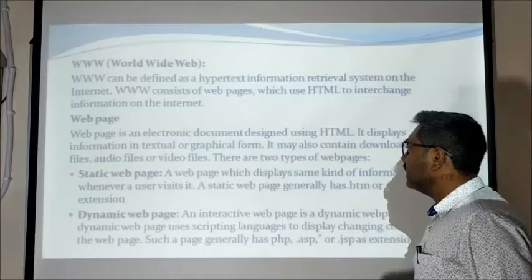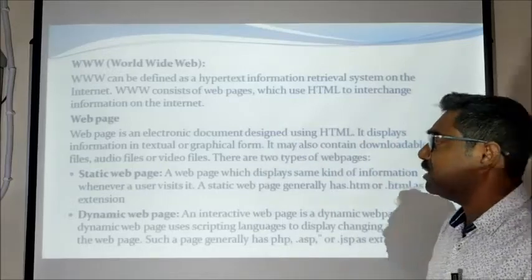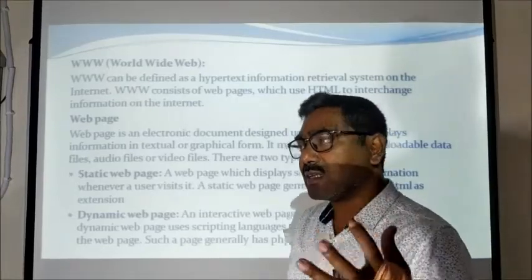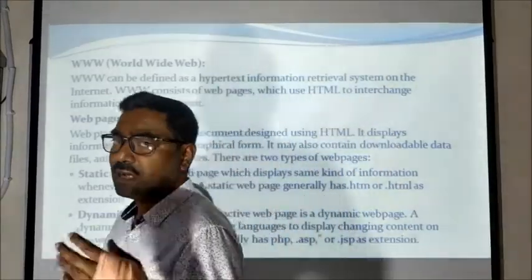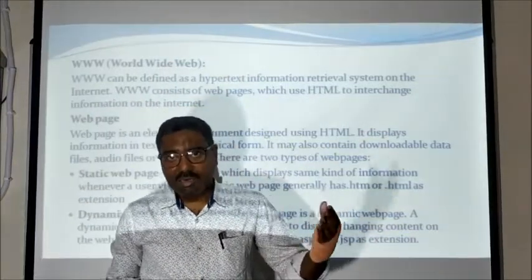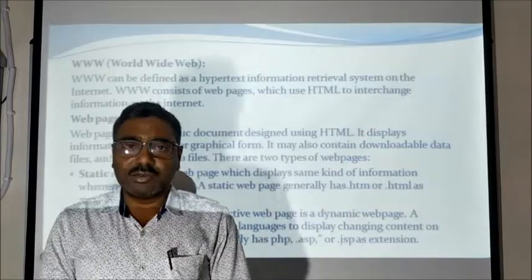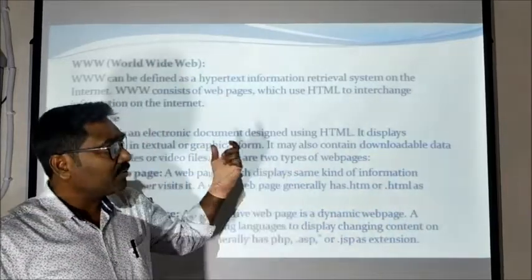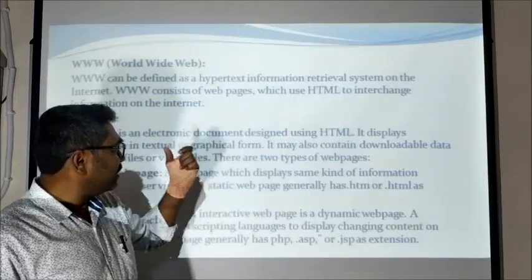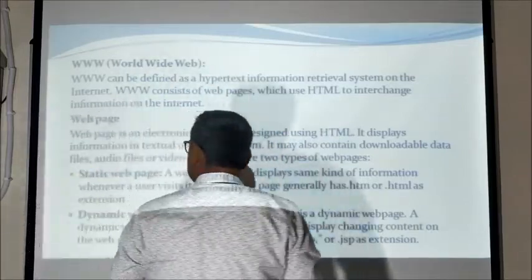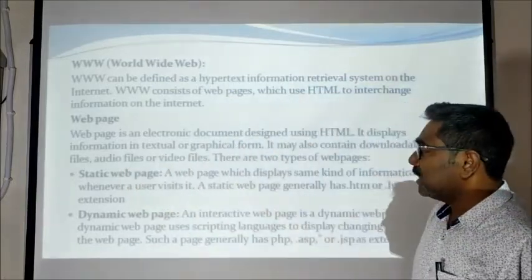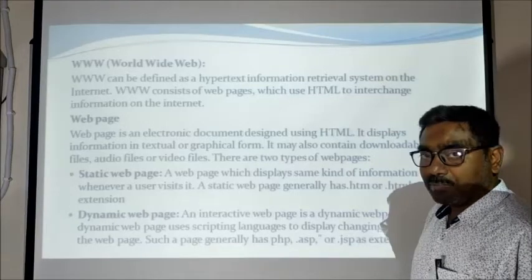Now a web page, as I told you, is an electronic document designed using HTML that displays information in a textual or graphical manner. That means it's an electronic document, that means the information is displayed in electronic form, or in the form of information technology. This information is developed using HTML, and what kind of information is it? Either a text file, audio file, video file, or graphics. Anything can be displayed over a web page.